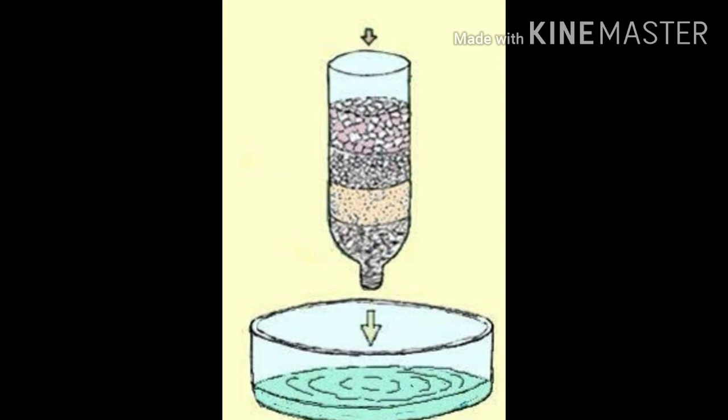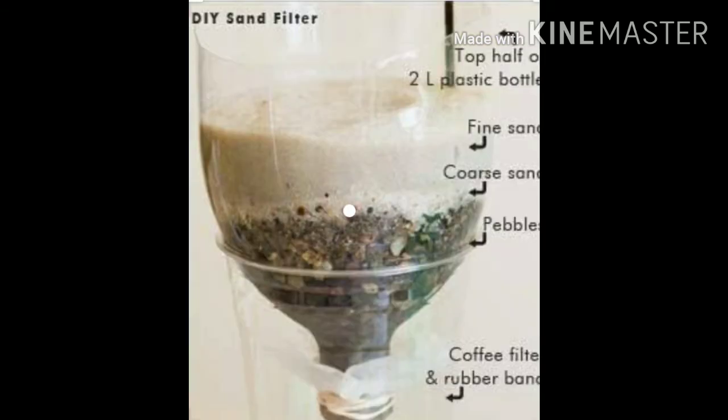Dear students, water which you have poured from up will come down slowly and will be collected in the beaker. But you will find one difference in that. In the beginning, water was impure, but when this water passes through this procedure, you will find that water which was collected in the beaker becomes pure.